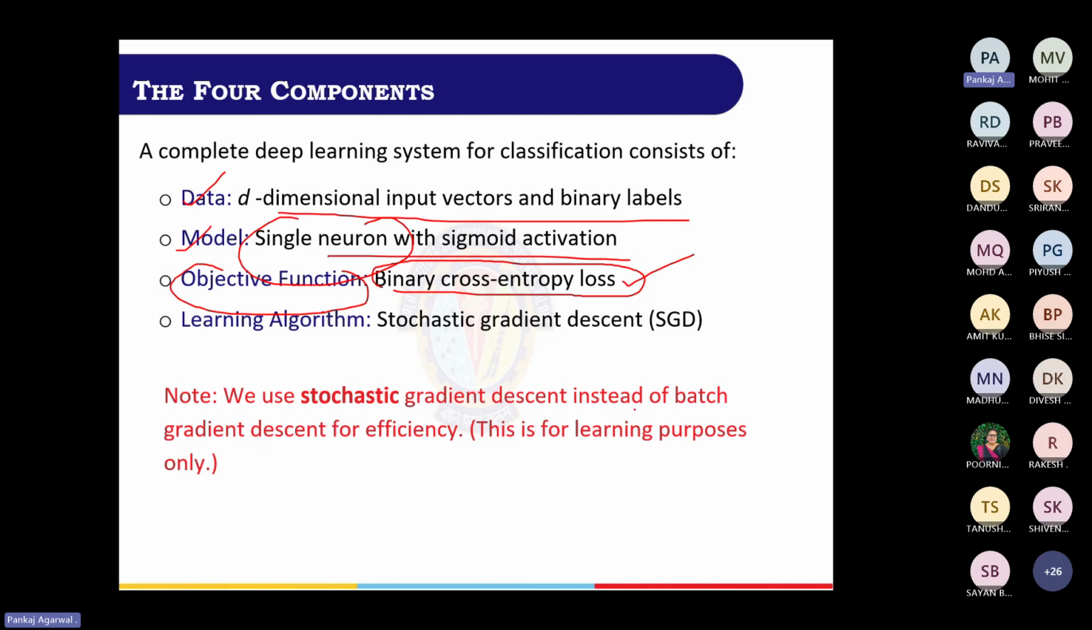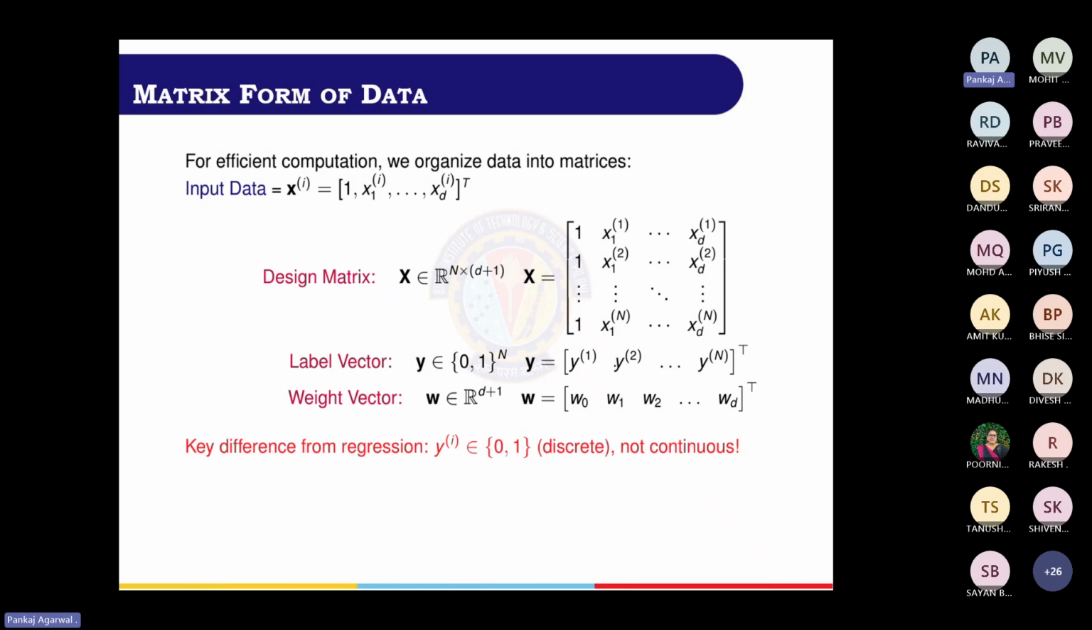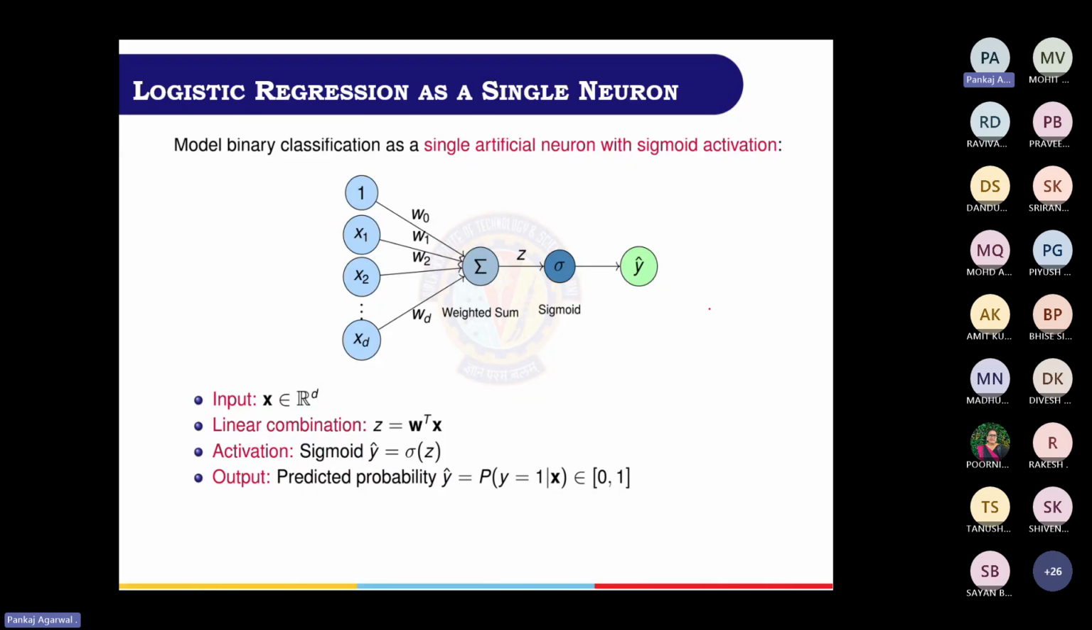And then obviously I need some kind of learning mechanism, not necessarily stochastic, it can be batch or whatever. So this is how data is represented. Everyone knows data can be represented in a single dimension, or we may need to represent the data in a more complex form as well. So this is how I can model a simple binary classification through a single neuron model. Everyone understands this.